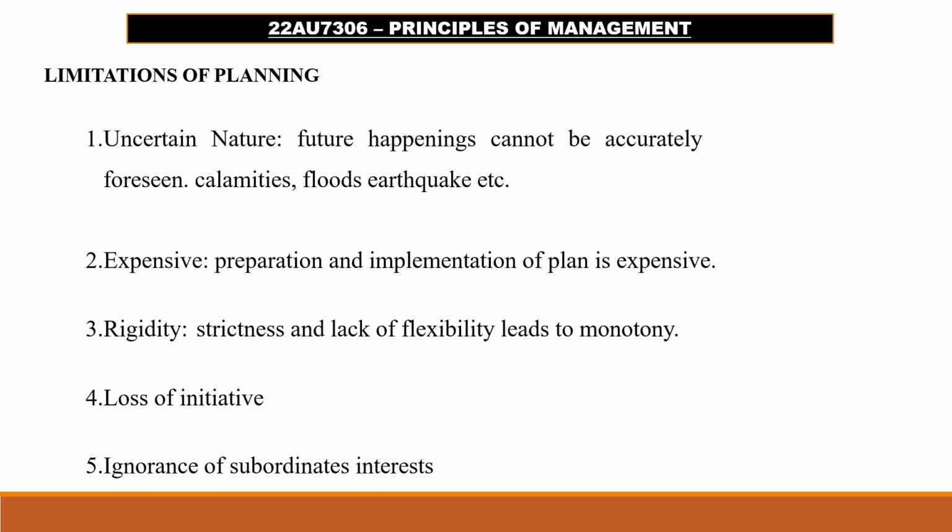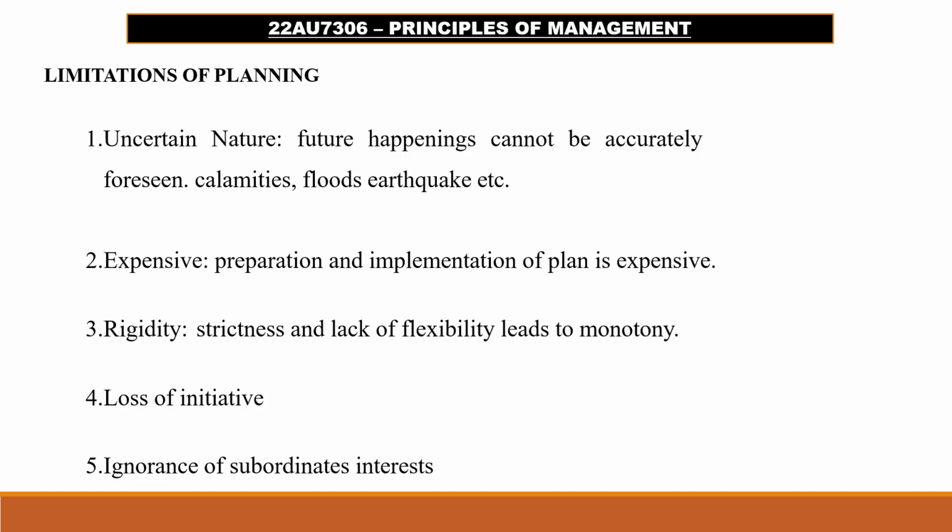Then there are certain limitations of planning which follow: uncertain nature. Future happenings cannot be accurately foreseen, like calamities, floods, earthquakes. So in case of any uncertainty, the planning which you are doing may not obtain our objective or goal.